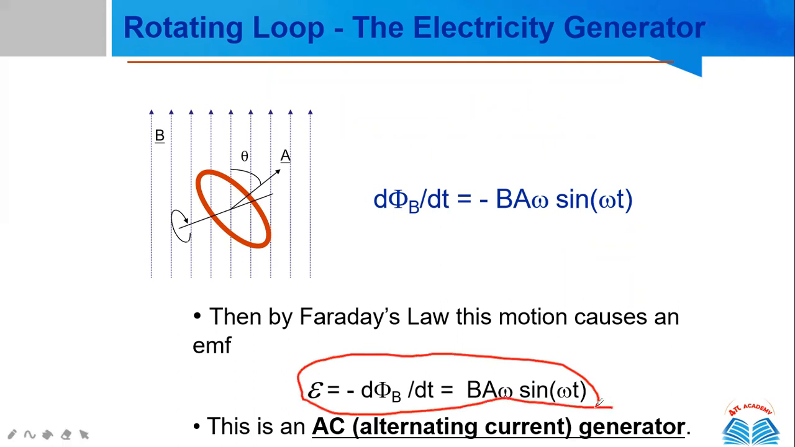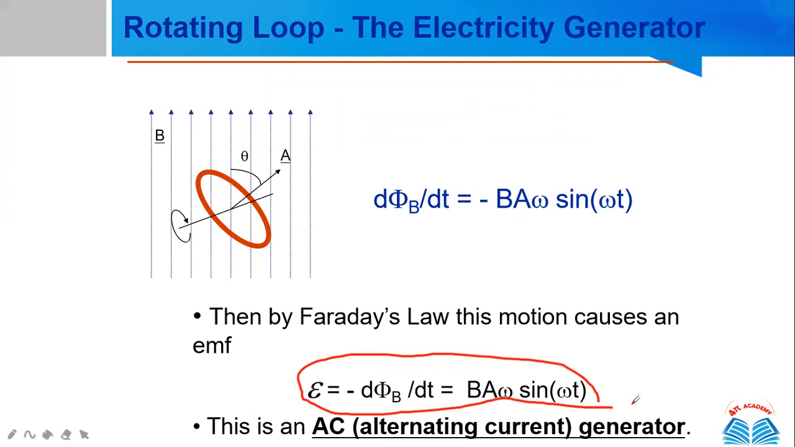I don't know from which year, but there was a question in NET JRF that there is a rotating loop in a magnetic field, which has a direction of theta with the surface area element. Then how can you calculate the electromotive force induced in that system? So epsilon will be equal to BA omega sin omega t. You know the recipe. If the question comes, you can do this.